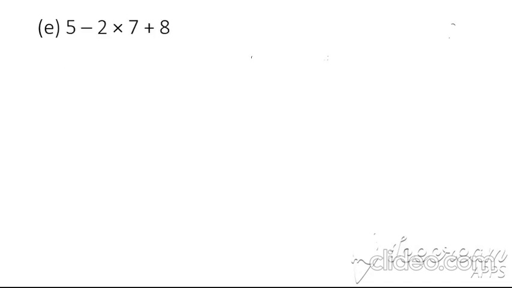Okay, now we can do the last question. So the same thing, we need to start by writing BODMAS like this. So here, which one is coming first? Here it's multiplication, it's coming first, and then addition second, subtraction third, like that. Okay, so let's do it now. So I'm going to maintain 5 minus 2 times 7, that is 14, plus 8.